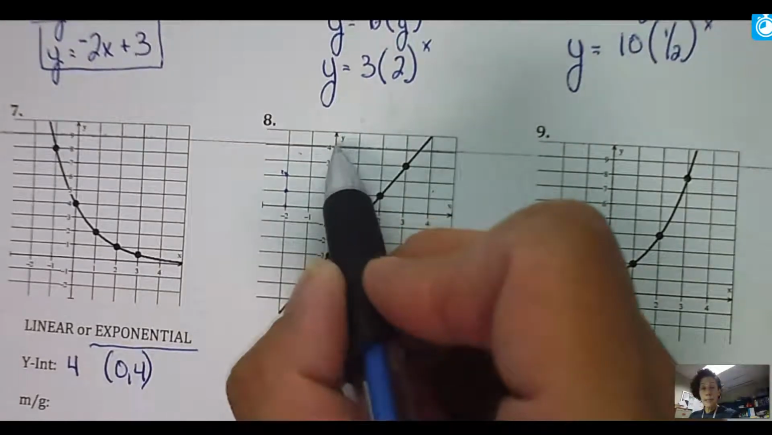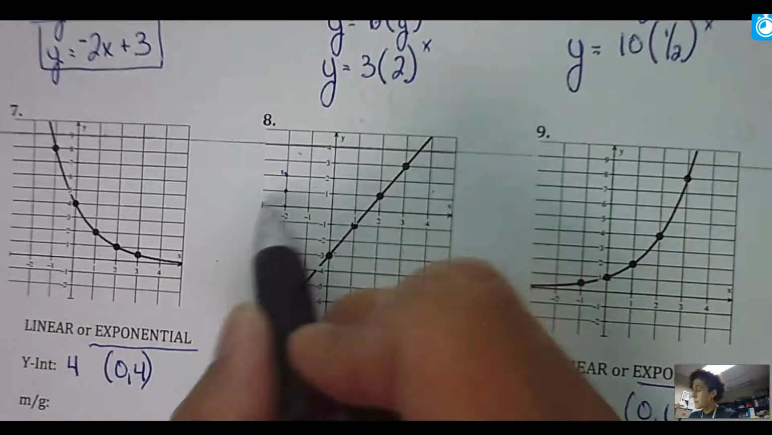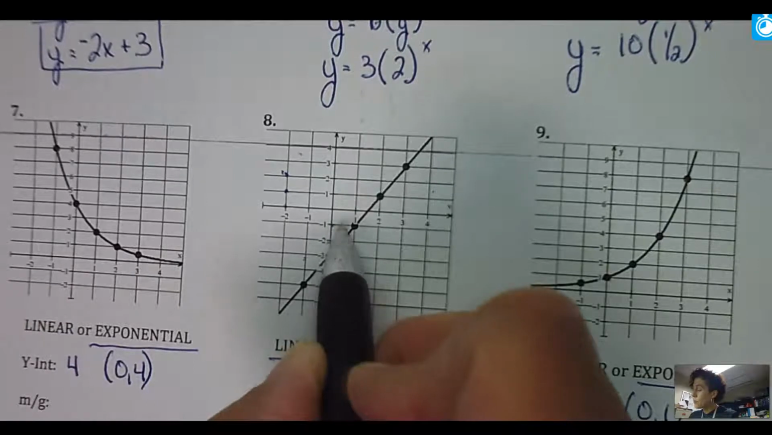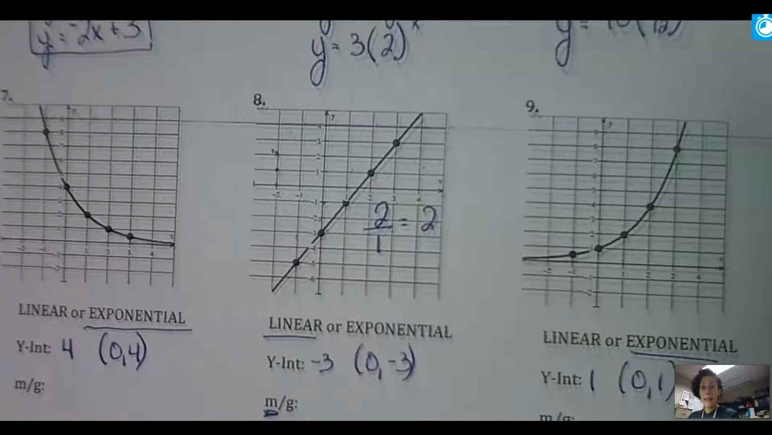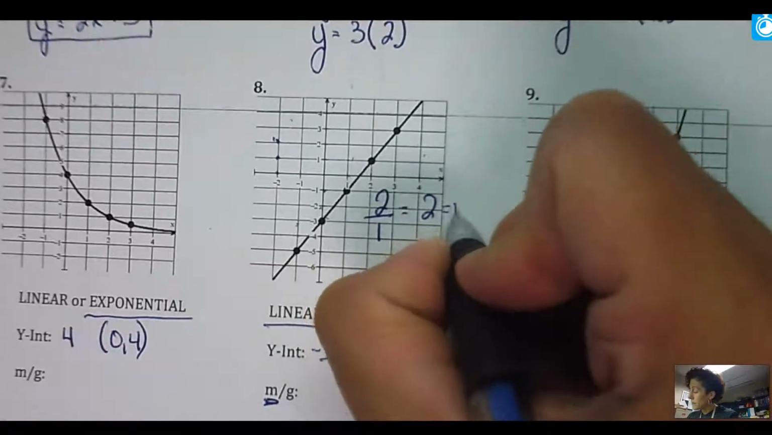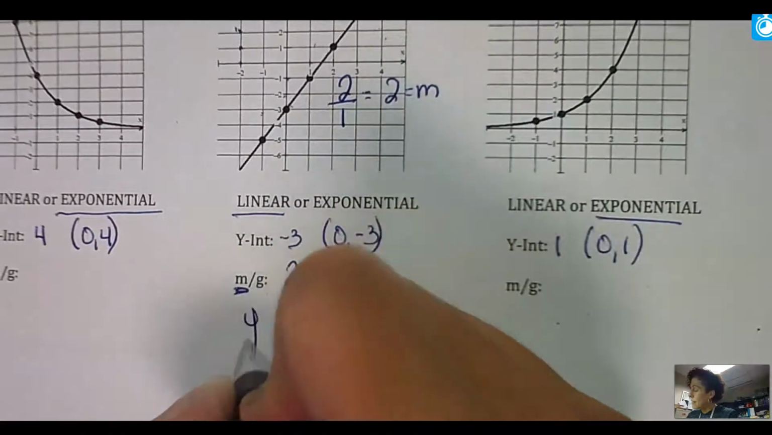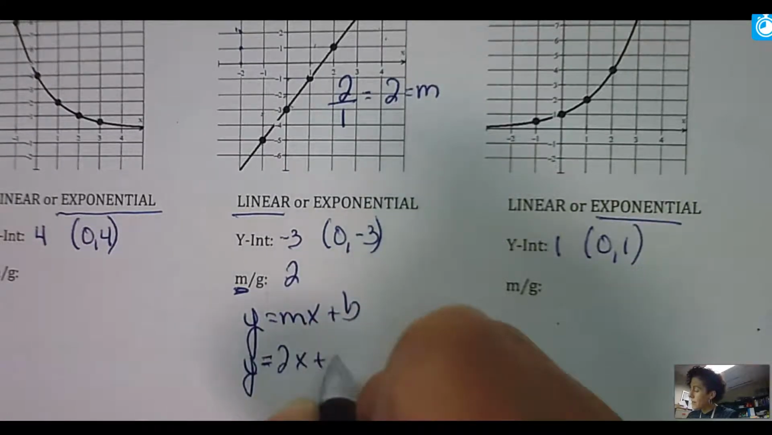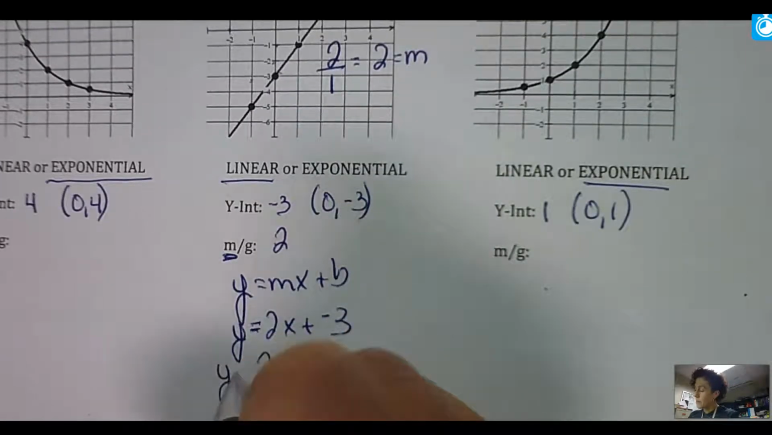And you always want to look at the scale. My scale is by ones, either x-axis or y-axis. So I'm going to rise 2, run 1, rise 2, run 1. If I rise 2 and run 1, we can just divide that, and that's our slope. Okay? And now we can write our equation. We can fill in y equals mx plus b. It's going to be y equals m, so 2 is married to x, and I want -3 to be alone. You can also write it as 2x minus 3. That's totally up to you.